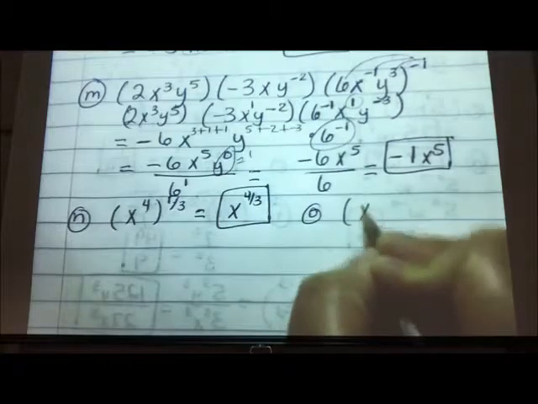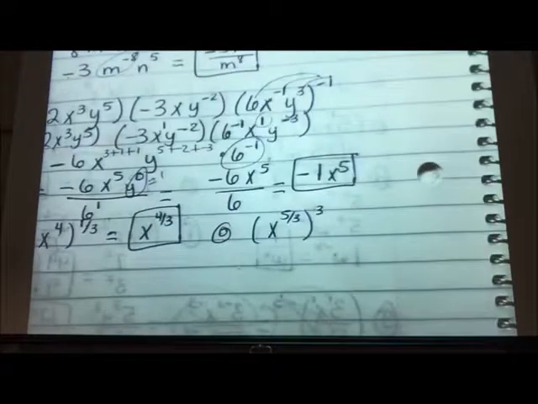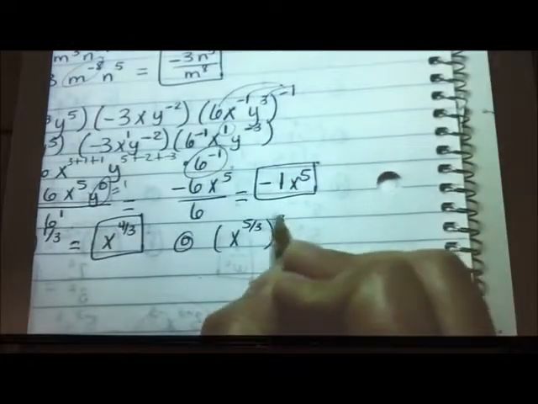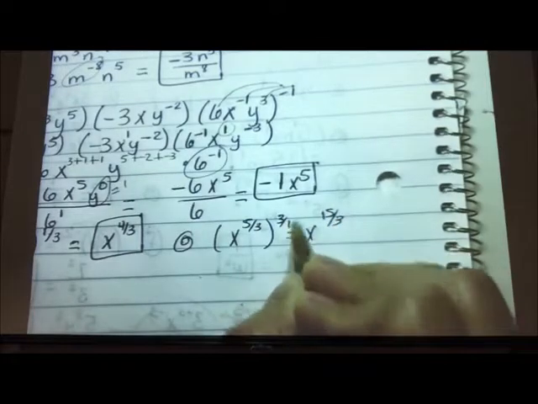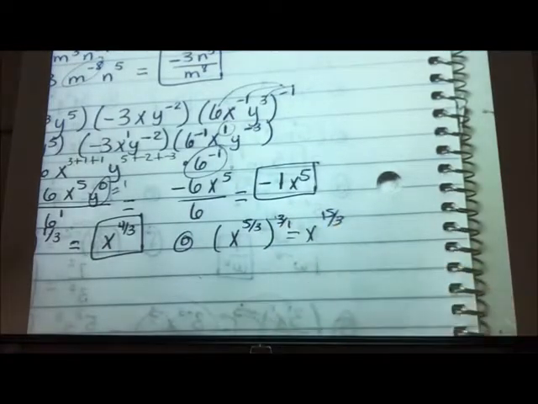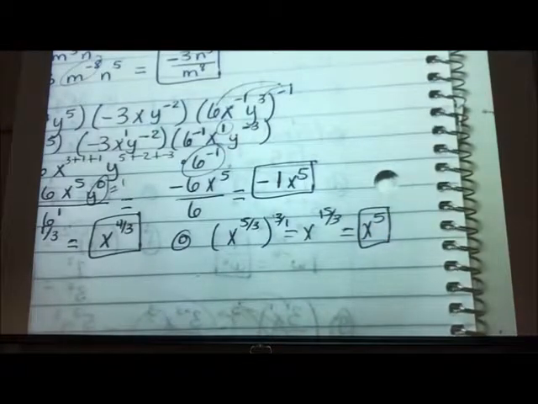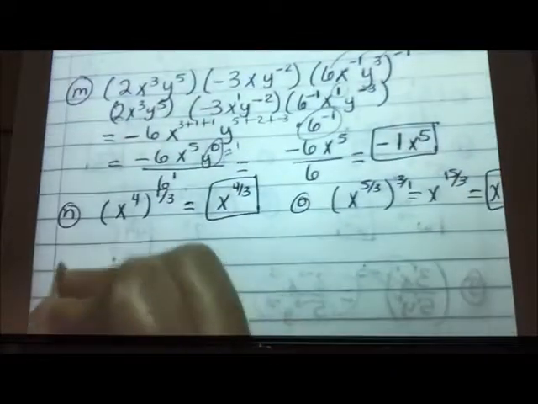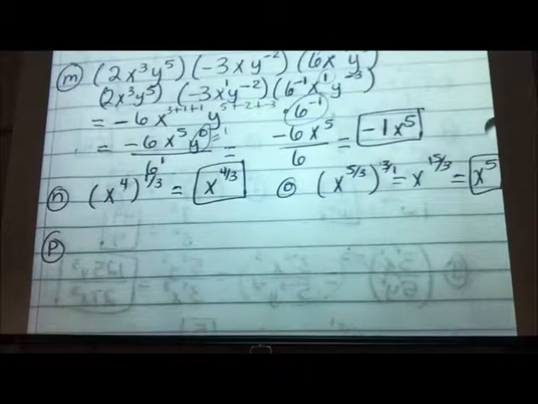So what happens if we have x to the 5/3 times 3? The 3 outside. So 5 times 3 is 15 over 3, because remember this goes over 1, so it's the top times the top, bottom times the bottom. So 15 over 3 reduces to the power of 5. Problems are not that bad, I promise.